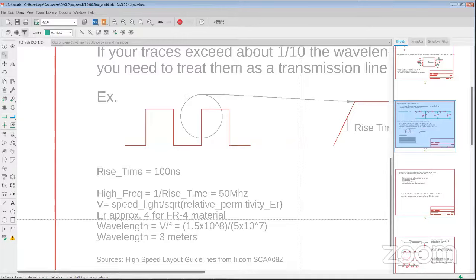So the wavelength of a 50 megahertz signal in your board, if we do the math, works out to be 3 meters. So 1/10 of that would be 30 centimeters, which works out to about 11 inches, roughly. 12, so it might be like a foot. So if you have traces longer than about a foot, you would need to start worrying about treating your interconnects as transmission lines, because at that length, they're starting to interfere with the propagation of your signal.